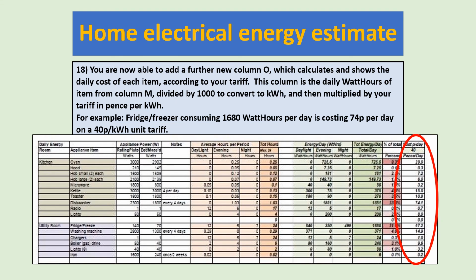You are now able to add a further new column O, which calculates and shows the cost of each item according to your own tariff. This column is the daily watt-hours of the item from column M, divided by 1,000 to convert it into kilowatt hours, and then multiplied by your tariff in pence per kilowatt hour to give its cost. For example, a fridge freezer consuming 1680 watt-hours per day is costing 74p per day on a 40p per kilowatt hour unit tariff.